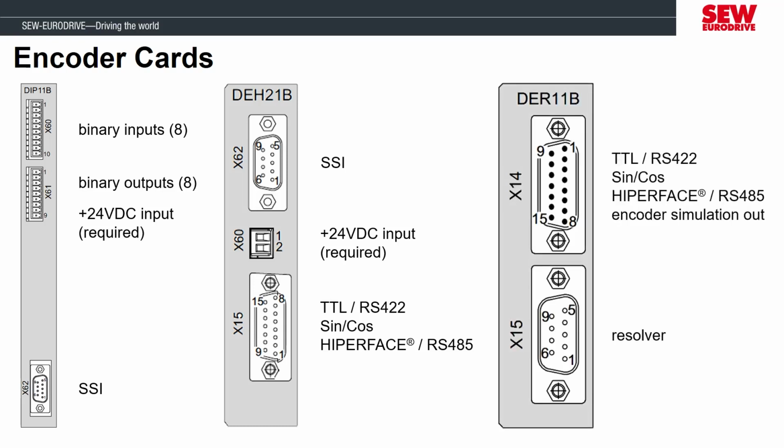Lastly is this DER11B option. You'll notice that on X15 it only supports the resolver type because it can only output AC voltage. However, on its X14 port, it can support some of the common standards and be used for encoder simulation. So there are 5 different encoder cards you can choose from.